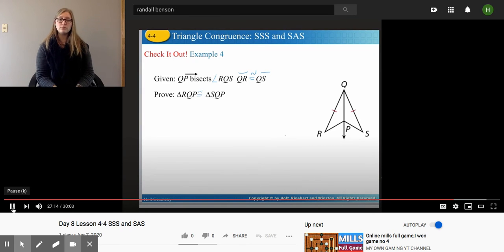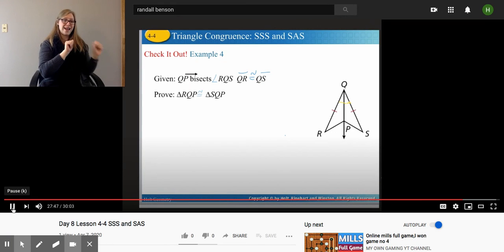All right, so here we have some information that QP bisects angle RQS. Remember, bisects means it cuts it into two congruent parts. So what that's telling me is that this angle RQS has been split into two congruent parts. So we have this angle RQP is going to be congruent to angle SQP.